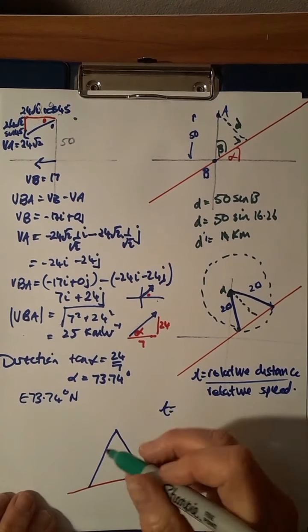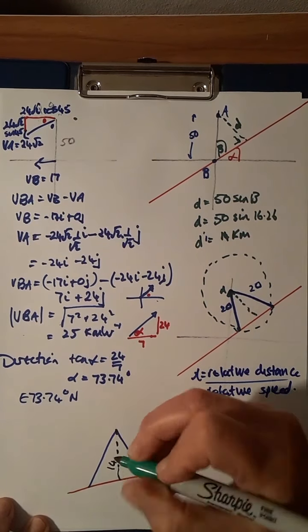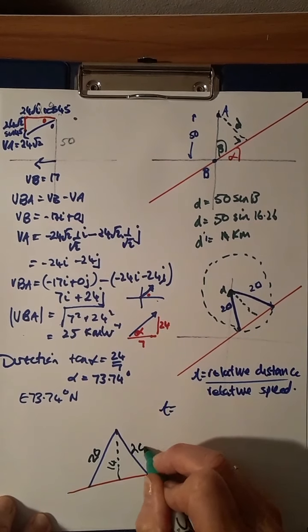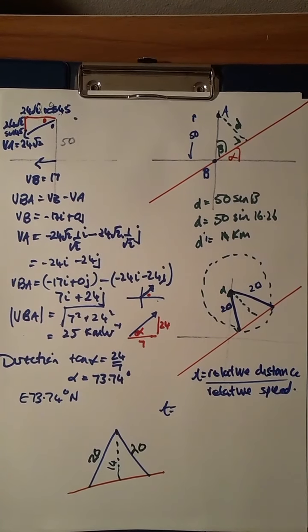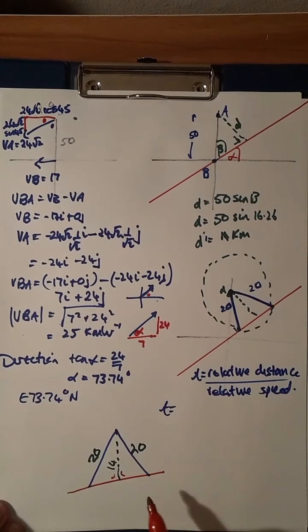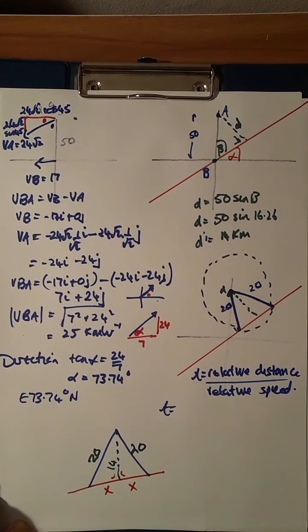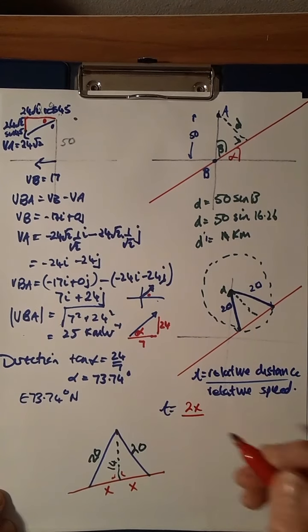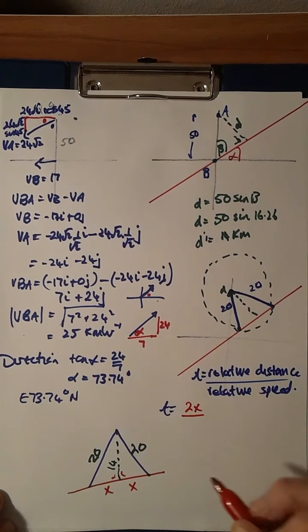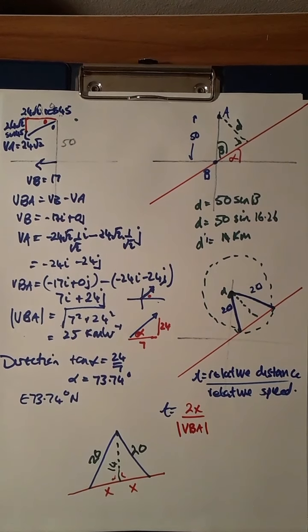Okay, so I do have this distance here, D. So what do I have? I've got D, which is 14 kilometres. I've got 20 for that and 20 for that. I have to find the distance on the red line. These two triangles, of course, are identical. So this unknown side I'll call x, which has to be the same as that, which means that the relative distance is this bit here, 2x, divided by the relative speed, which is the relative speed of your VBA line. That's the magnitude. I already have that.